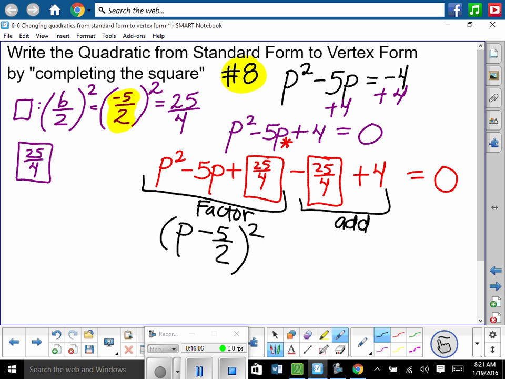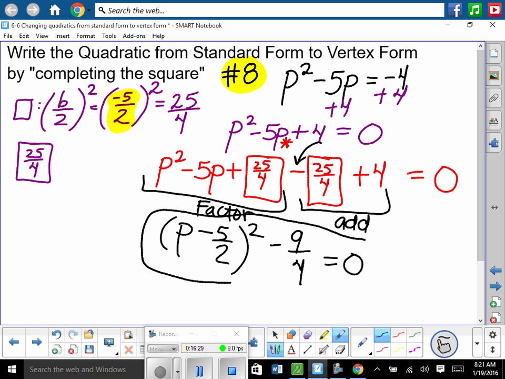And then we're going to add this up. Negative 25/4 plus 4. Don't forget the negative. So type it in. Negative 25/4. Hit enter. Plus 4. You get a decimal. Change it back to a fraction. Negative 9/4. So minus 9/4. And now it's in vertex form.